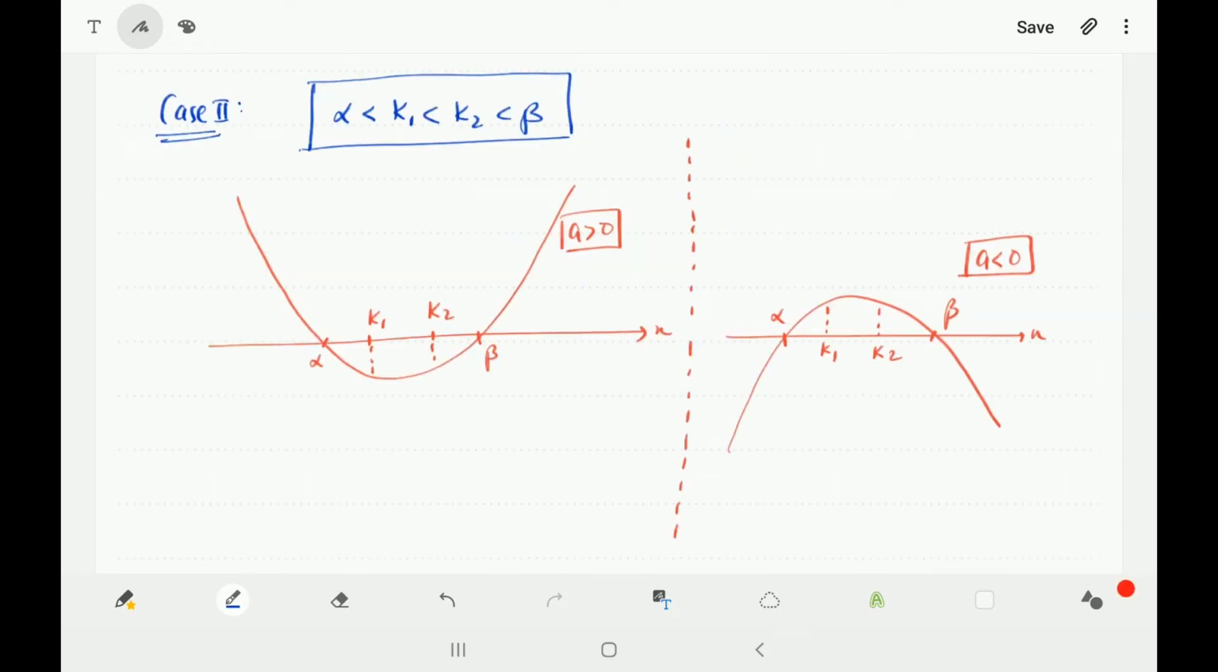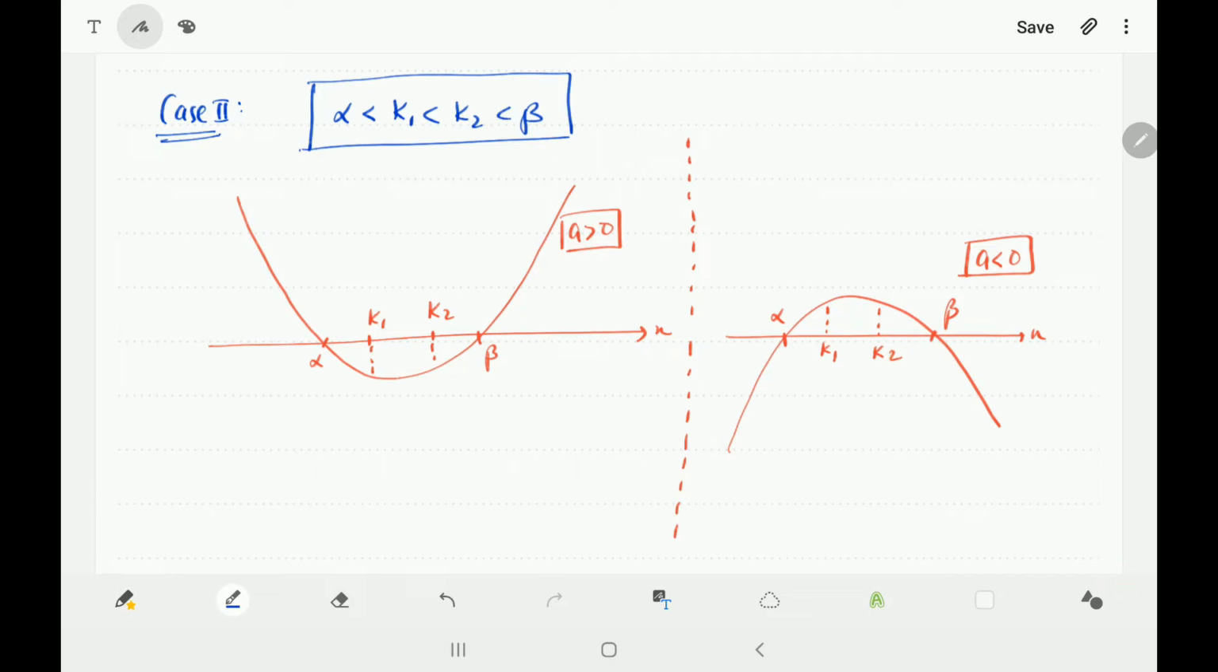Okay. Now moving on to the next case. In this, alpha is less than k1, less than k2, less than beta. It means there are two numbers k1 and k2 which lie between both the roots. So I have again drawn two particular cases which are possible. One is an upward parabola in which alpha is less than beta and k1, k2 lie between these two roots. This is the downward parabola in which alpha is less than beta and k1, k2 lie between alpha and beta.